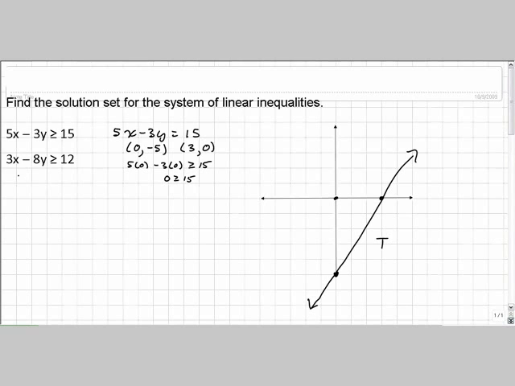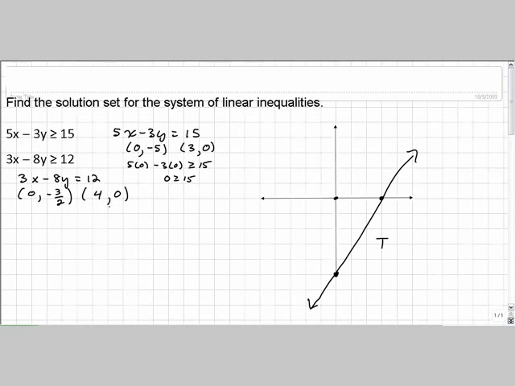First of all, we'll start with the line 3x minus 8y equals 12. If we let x equal 0, we see that y is equal to 12 over negative 8, which is the same as 3 over negative 2, or negative 3 halves. If we let y equal 0, we get 3x equals 12, so x is equal to 4. I'm going to use a different color to graph this line. If we have a greater than or equal to, we'll use a solid line again.